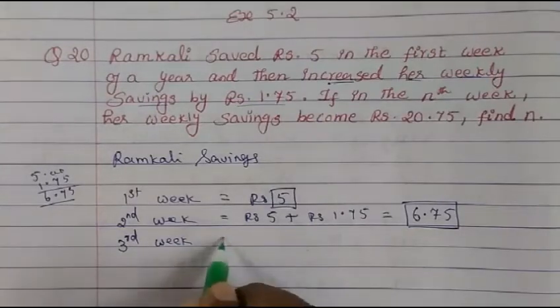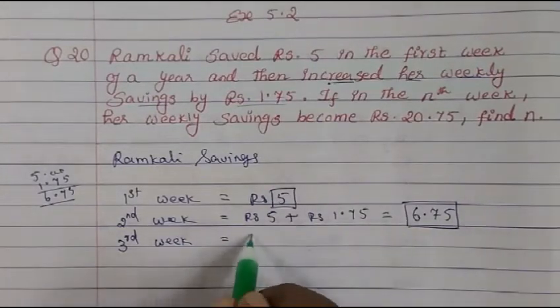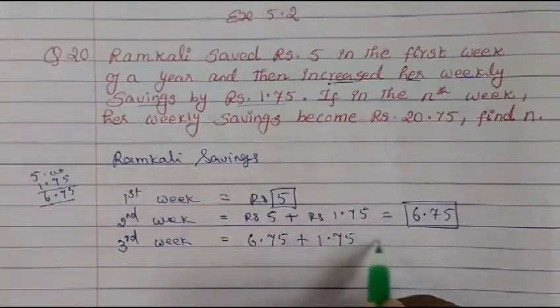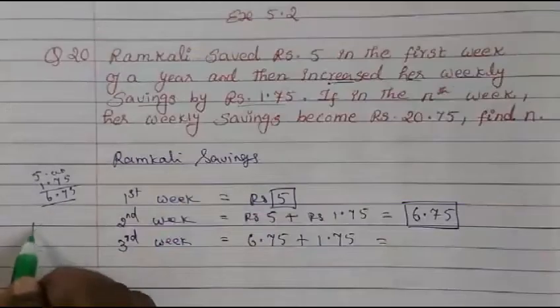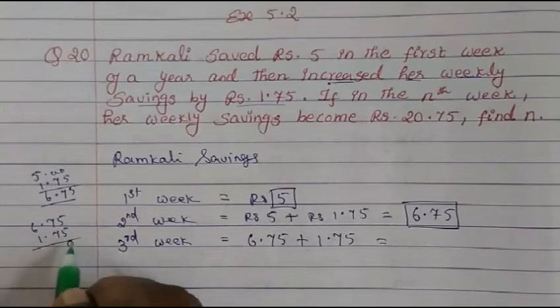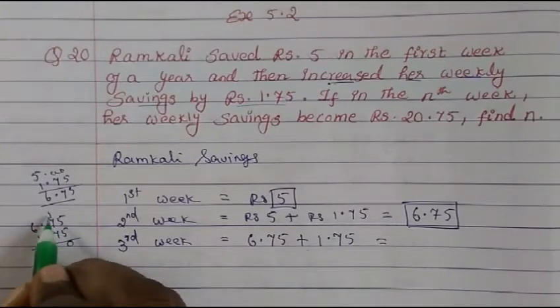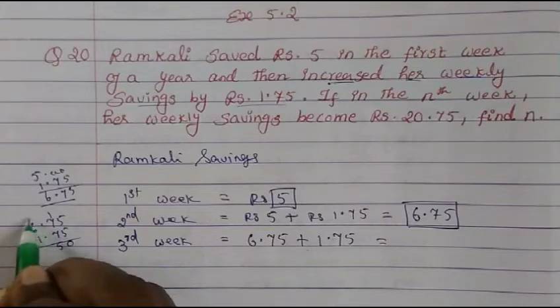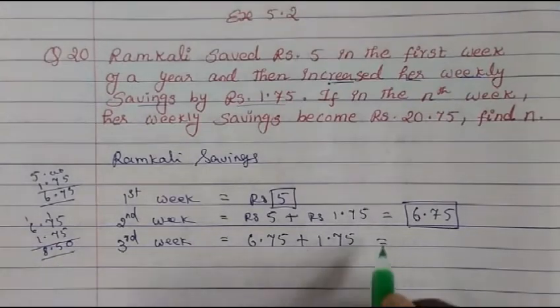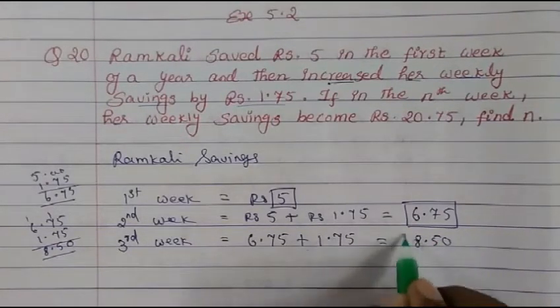Then let's see the third week. Third week it will be 6.75 plus 1.75, which will give us 8.50. So it will be 8.50.